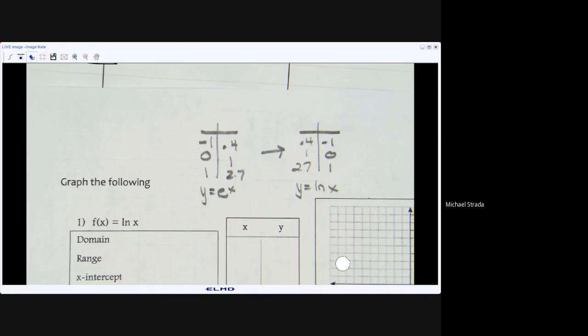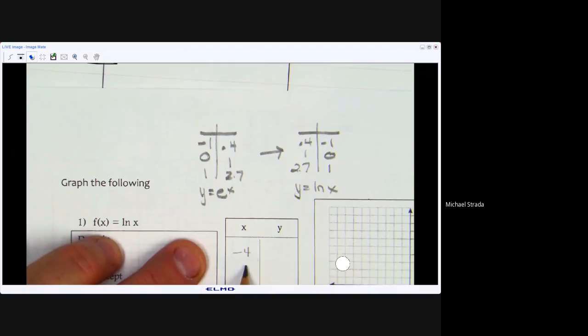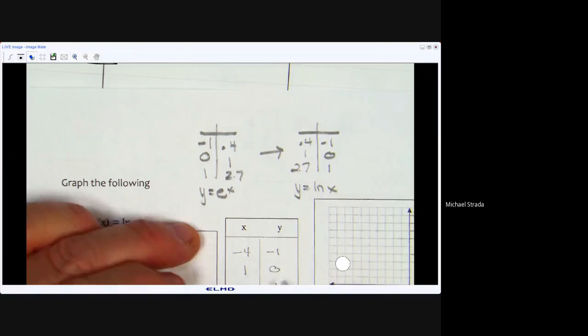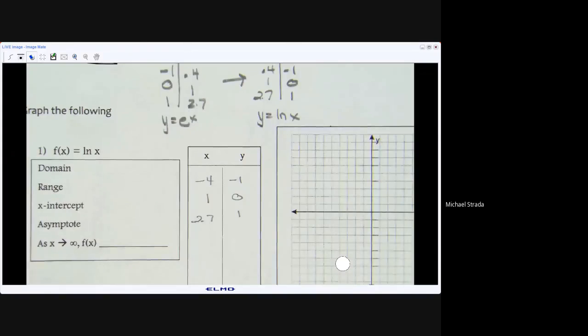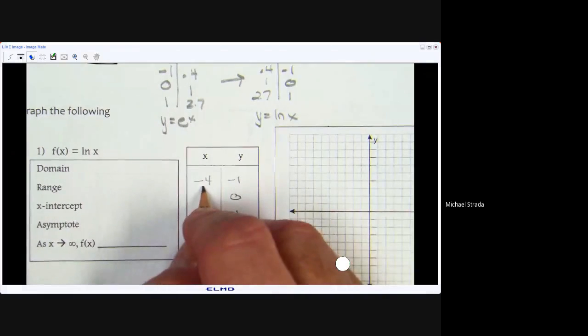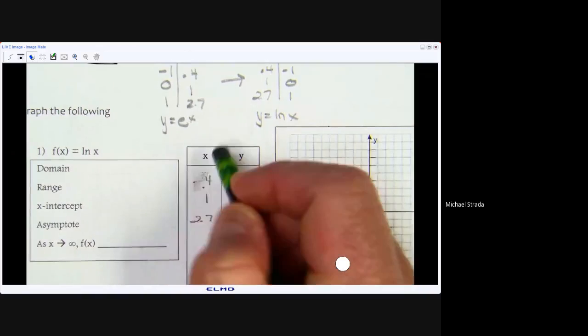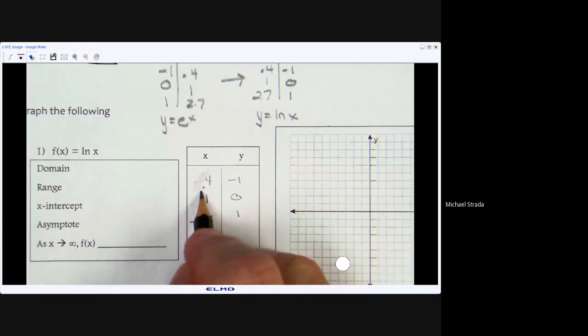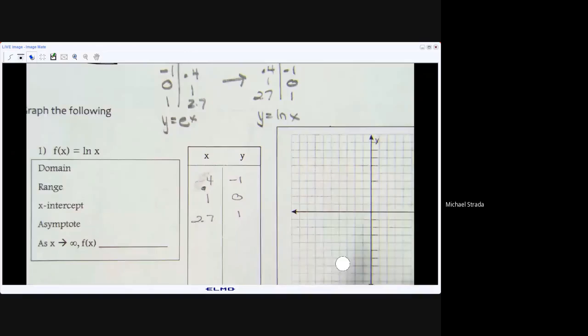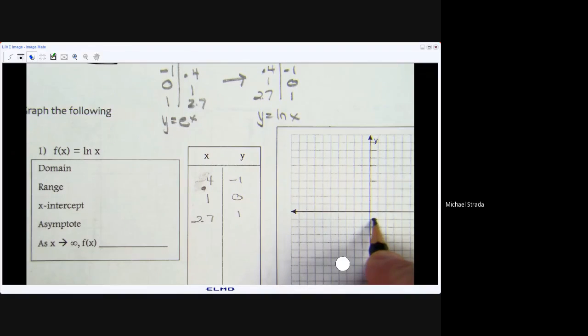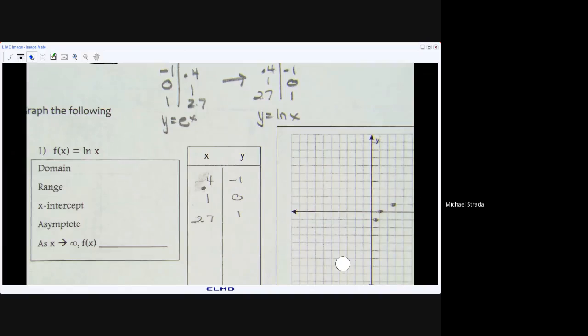All right. So negative 4, 1, 2.7 are my x's. Negative 1, 0, and 1 are my y's. When I graph them, this is a negative. This is 0.4, by the way. Not a negative, it's a 0.4. So 0.4 is about halfway, negative 1, 1, 0. 2.71 is close to 3. There you go. All right.